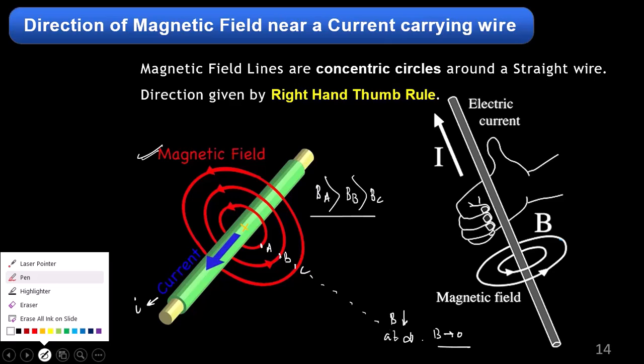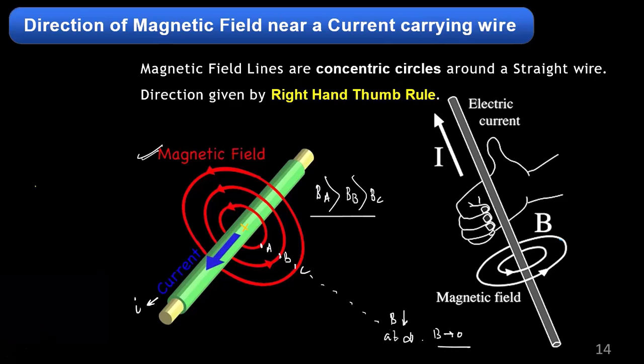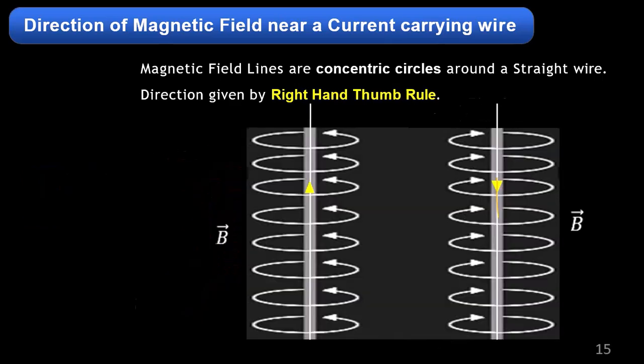Why? Because we already know that dB is inversely proportional to R square. That means as R is small, dB is more. So if I am moving closer to the wire, the magnetic field is more. If I move away from the wire, then the magnetic field is less. So this is the idea behind this magnetic field.